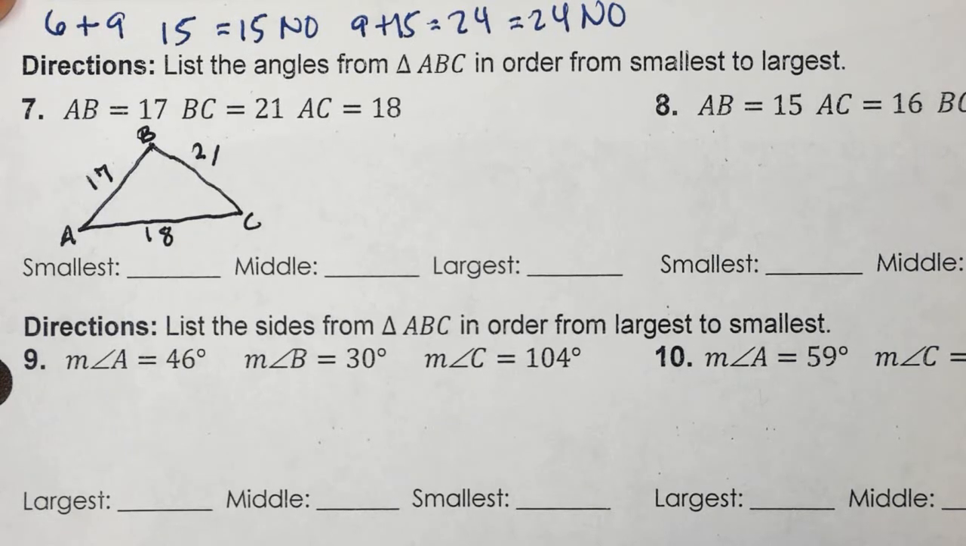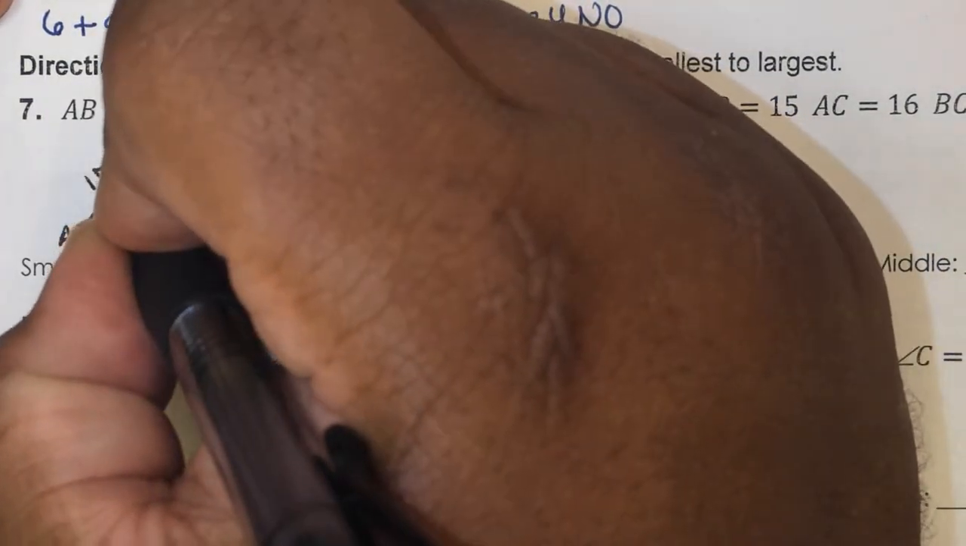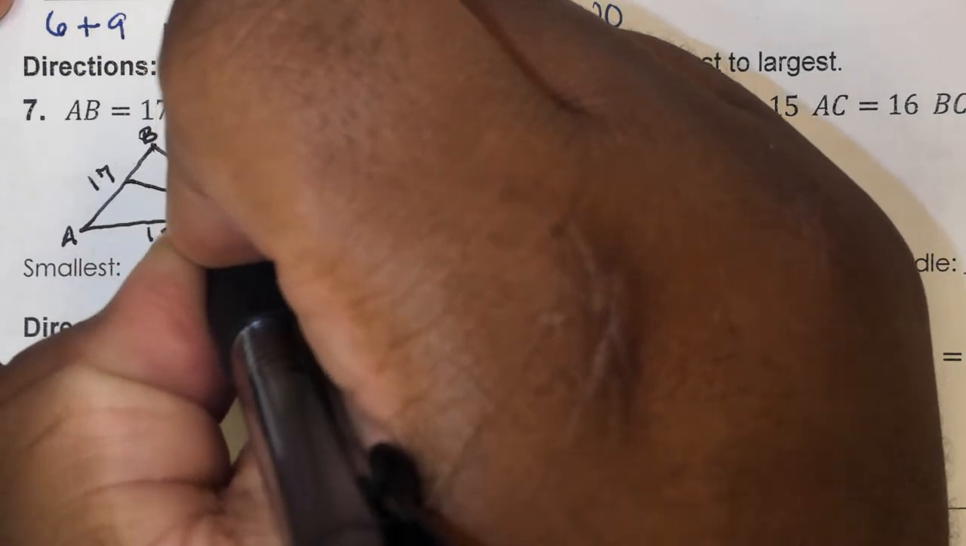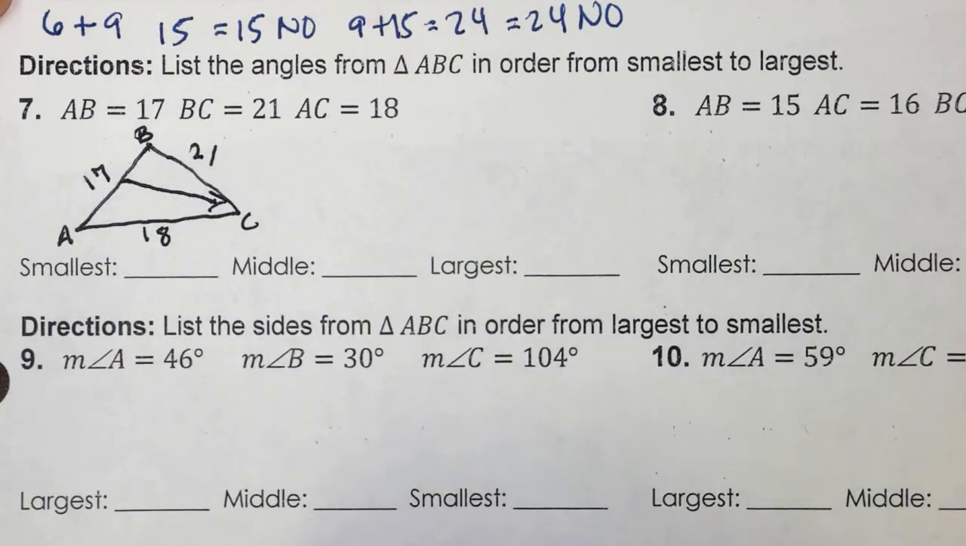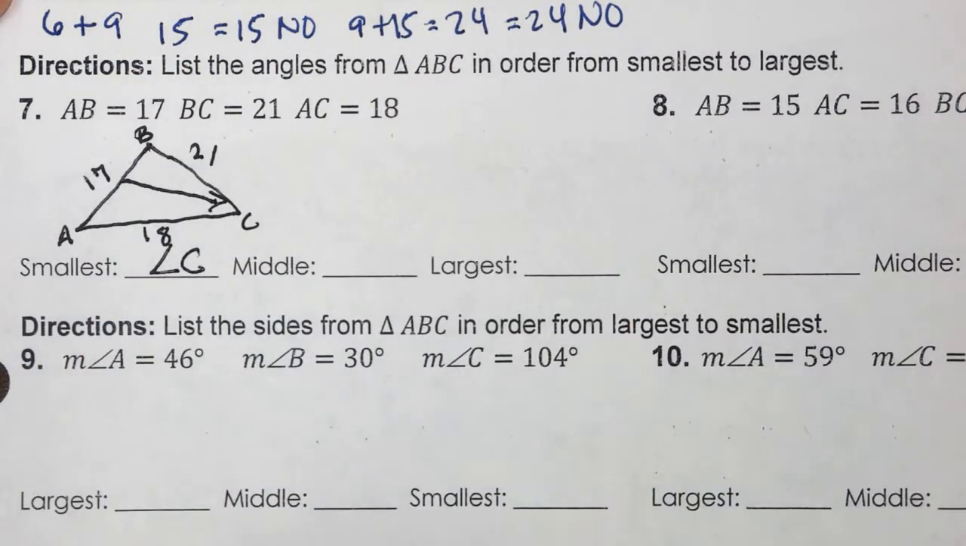So they want me to go smallest to largest. My smallest side is what, Billy? Billy, what's my smallest side? 17. I'm going to draw an arrow across from that. That's going to land me at angle C. Angle C will be my smallest angle. So my smallest angle is angle C.